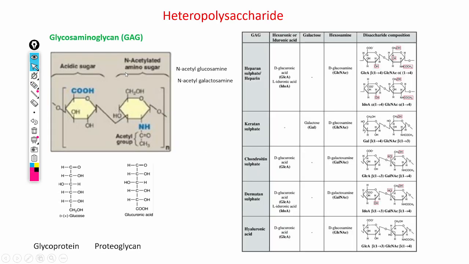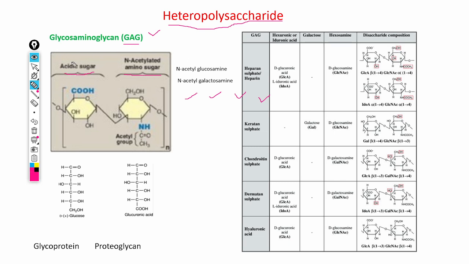So next we come to the heteropolysaccharide. Heteropolysaccharide means the polysaccharides where the residues are not the same. The most important example is the glycosaminoglycan, called GAG. So what is the glycosaminoglycan? They are joined such that one is an acidic sugar, another is an amino sugar, then again acidic sugar, then amino sugar, then acidic sugar, then amino sugar. Like that they form a stretch of structure that is called the glycosaminoglycan.